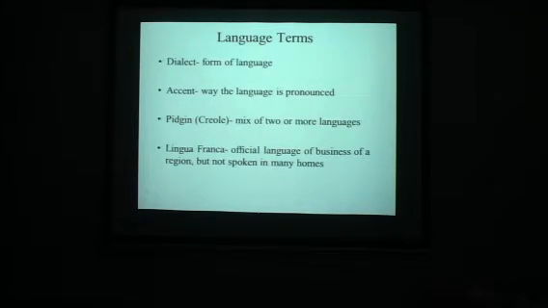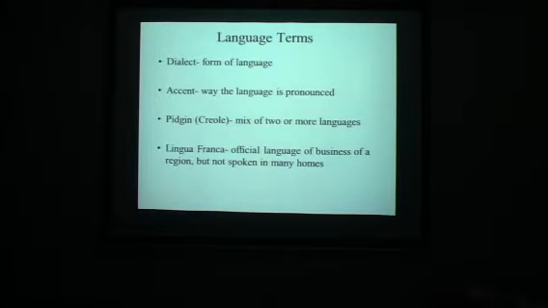There are a couple of terms I do want you to know for language. First is dialect, and dialect is the form of the language. The words we use here in the United States and the words they use in, say, England or South Africa or Australia sometimes have different meanings, such as the word lift. Here in the United States, lift is a verb. It means to pick up something. If you go to the United Kingdom and say the word lift, it means elevator. So there are different words that have different translations depending on where you go.